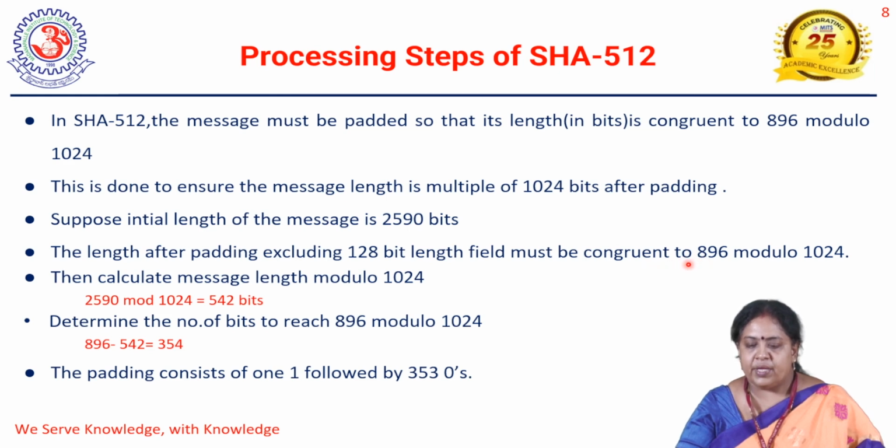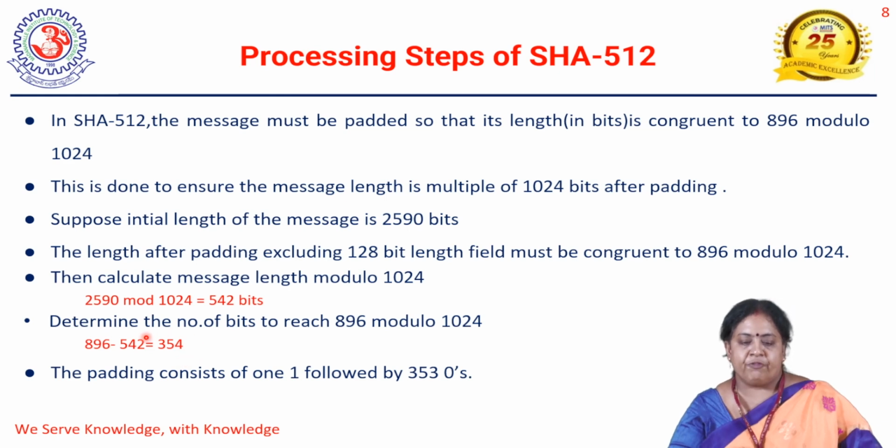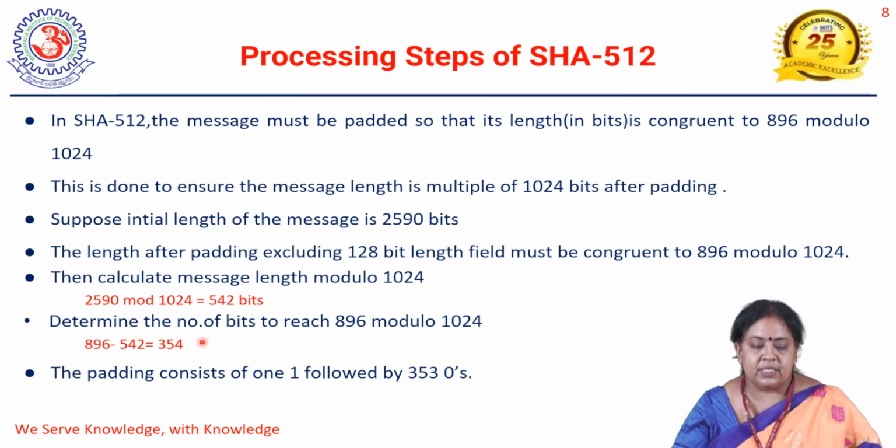It should be equal to 896 modulo 1024. So you have to determine how many bits we have to pad in order to make the length equivalent to 896 modulo 1024. So what we are going to do is 896 minus 542. What we got from this original message modulo 1024 is 542. Whenever we subtract, we get the answer 354. That means 354 bits have to be padded in order to make the message length equal to a multiple of 1024.